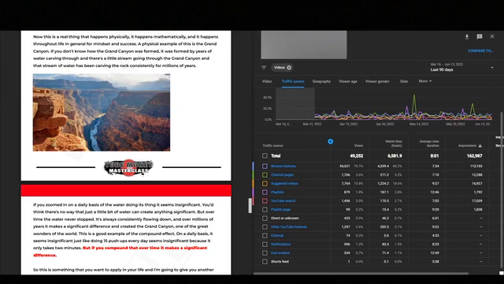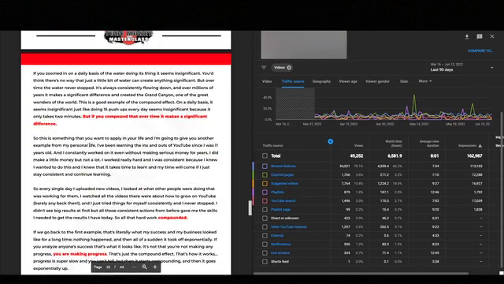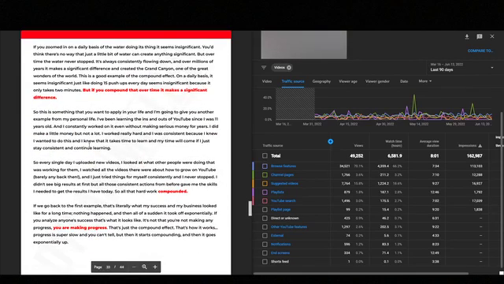On a daily basis, it seems insignificant. Just like doing 15 push-ups a day seems insignificant because it only takes 2 minutes to do. But if you compound that over time, it makes a significant difference. So this is something that you want to apply in your life. And I'm going to give you another example from my personal life.